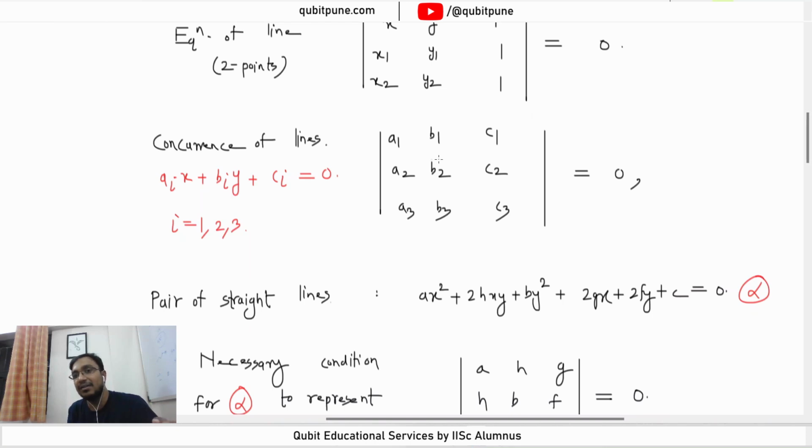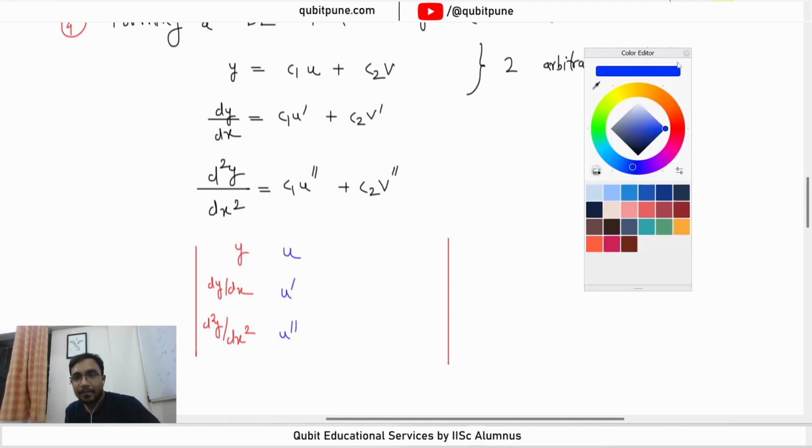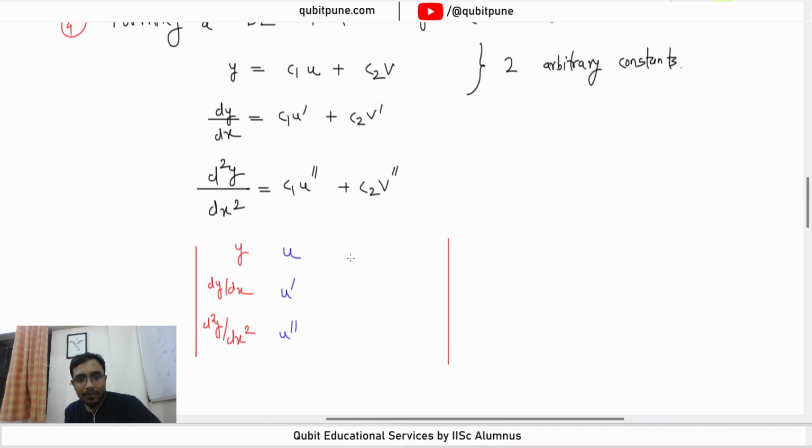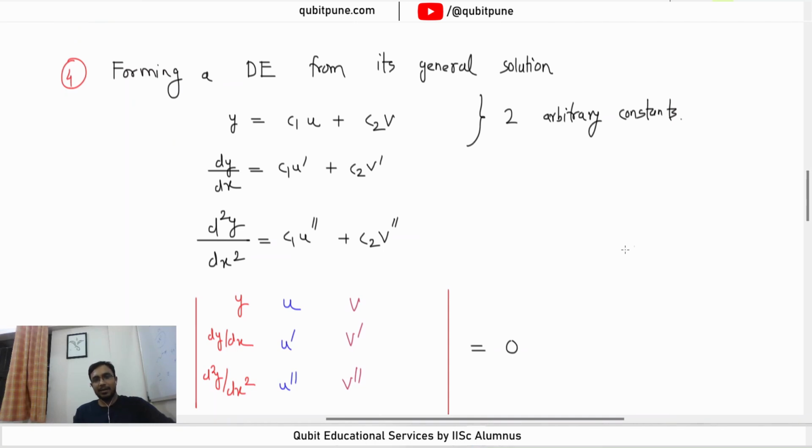That gives us the coefficient determinant to be 0, and that brings us to the determinant with rows y, dy by dx, d2y by dx squared; then u, u prime, u double prime, derivatives of u; and v, v prime, v double prime. This is equal to 0. Quite often, this is a useful tool when it comes to eliminating arbitrary constants, because not always is it possible to do it otherwise. Okay, is that clear?